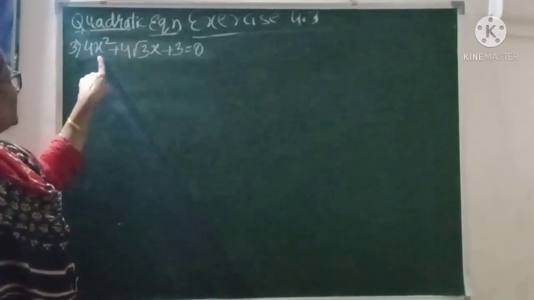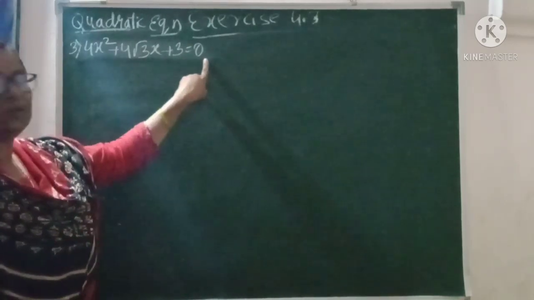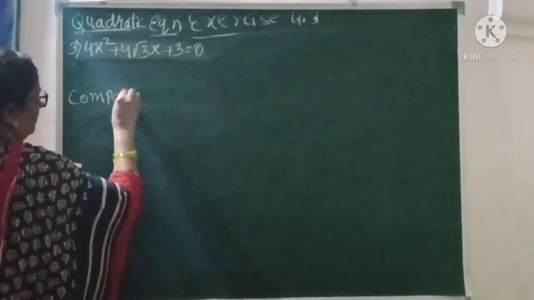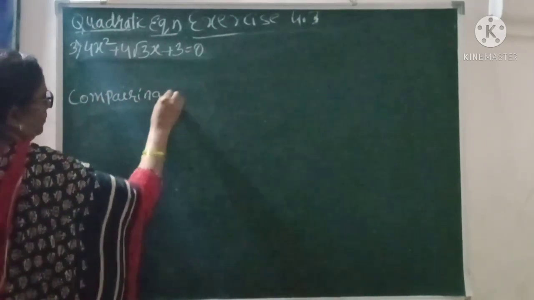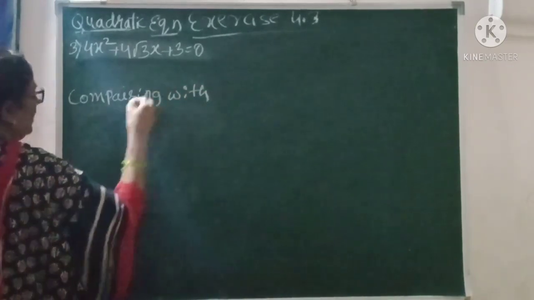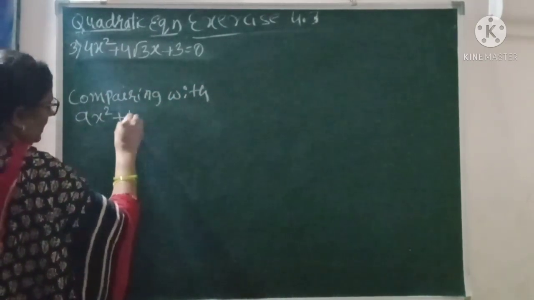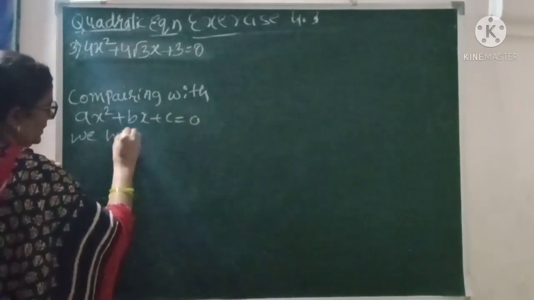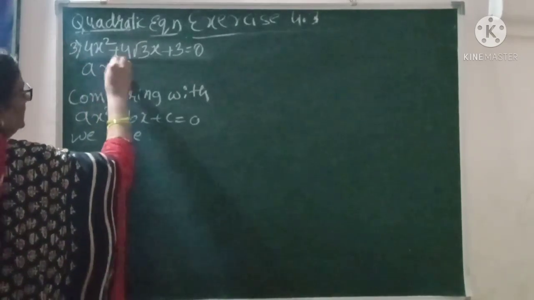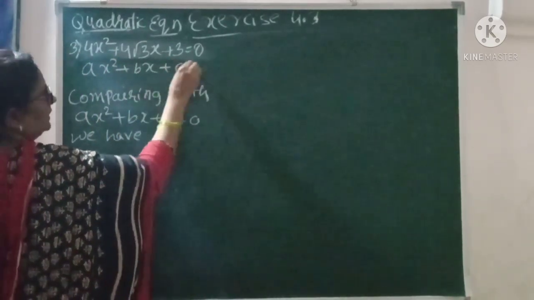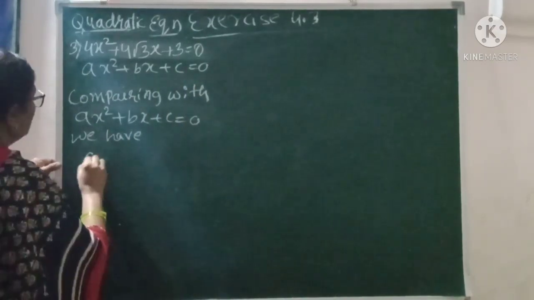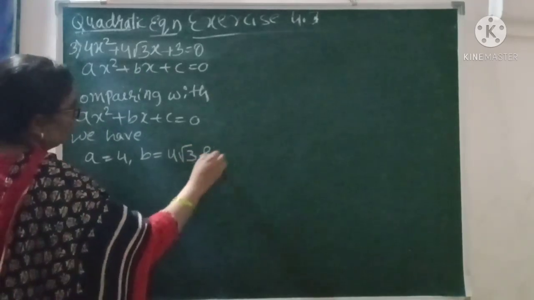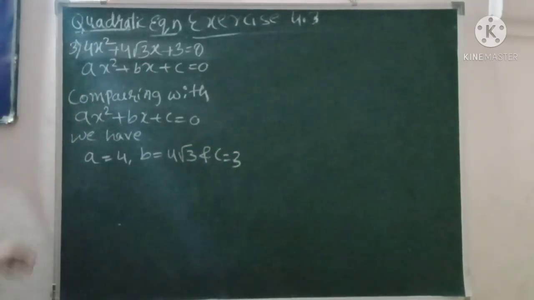Okay, the third question is 4x square plus 4 root 3 x plus 3 equal to 0. Simple. So what you are writing as the first step is comparing with ax square plus bx plus c equals 0. In this case, a is equal to 4, b is equal to 4 root 3 and c is equal to 3.